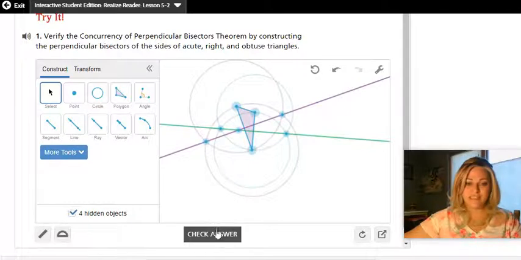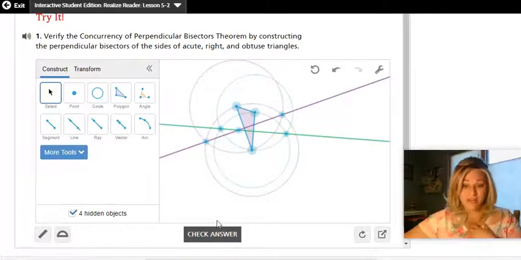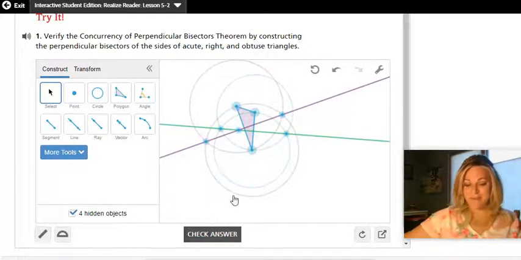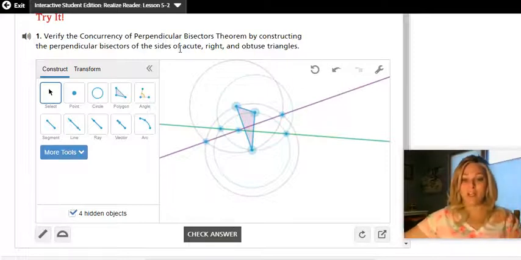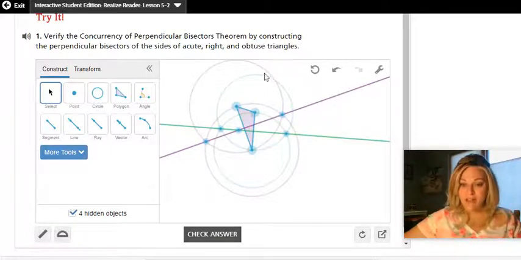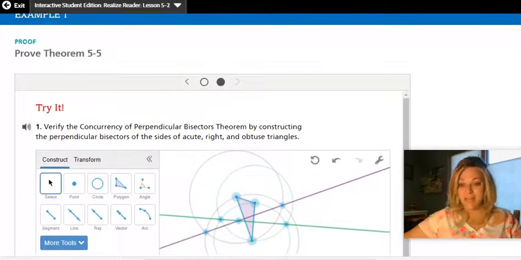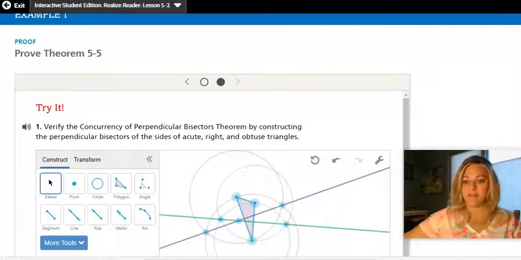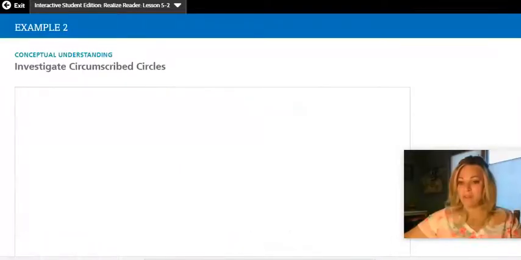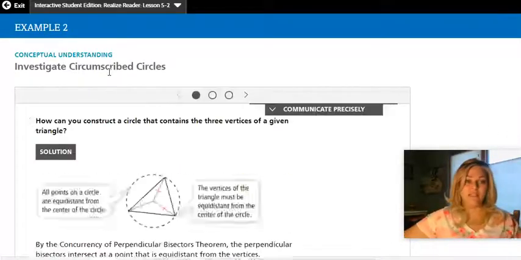Okay, so let's just check this answer. And I don't want to check it on the video because it's going to give you some of the answers that you want to see. But it shows you the difference between an acute triangle, a right triangle, and an obtuse triangle, how this point of intersection or point of concurrency changes depending on the shape or the size of the triangle, like acute, obtuse, and right. Okay, so let's investigate this.